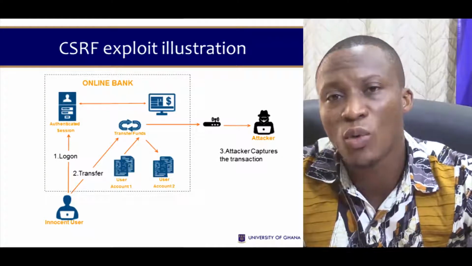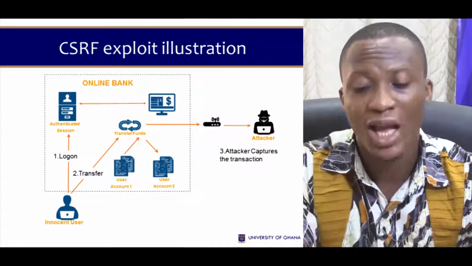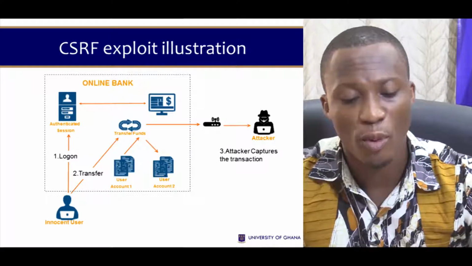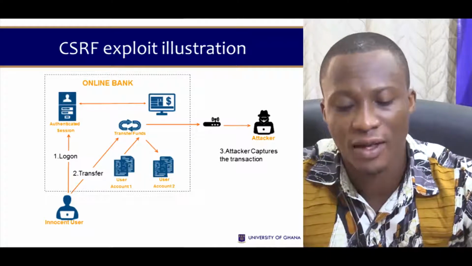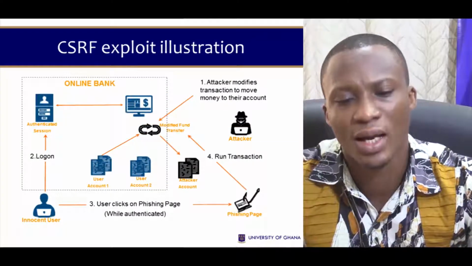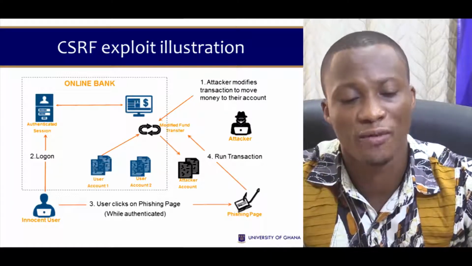Now, your browser will automatically request the link with your cookies because it has the same link and request as the one from your bank, and the funds will be transferred to the attacker's account. Now, let's look at an illustration of cross-site request forgery.